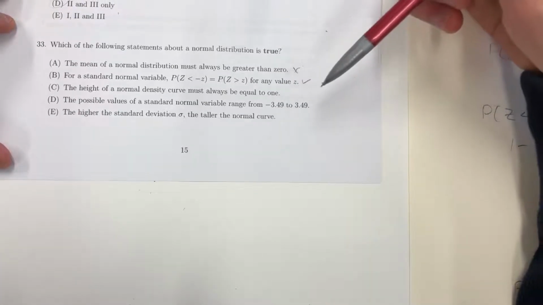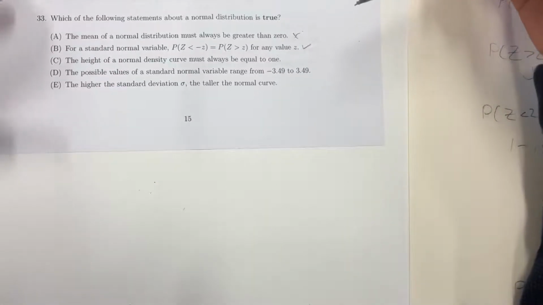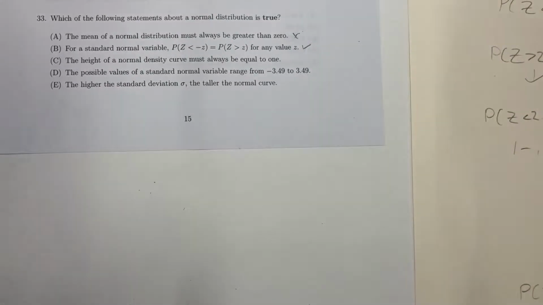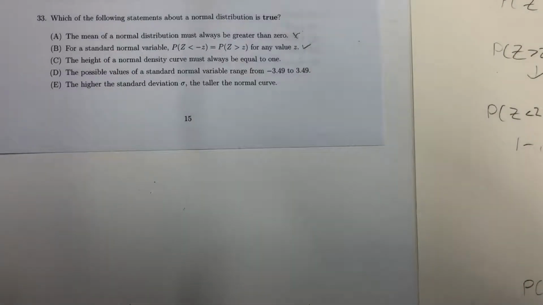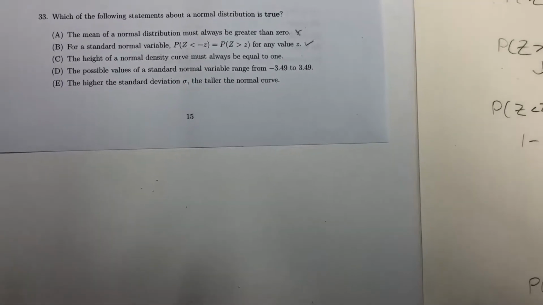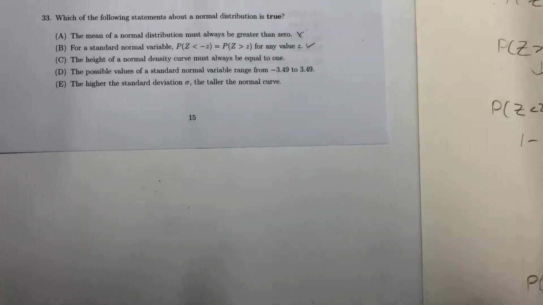And let's look at letter C. The height of a normal density curve must always be equal to 1. This is false because depending on our data, our standard deviation for a distribution that is normally distributed does not always have to equal 1. If we have a flat bell curve, that means that we have a large standard deviation. If we have a tall bell curve, then that means we have a small standard deviation. So letter C is false.